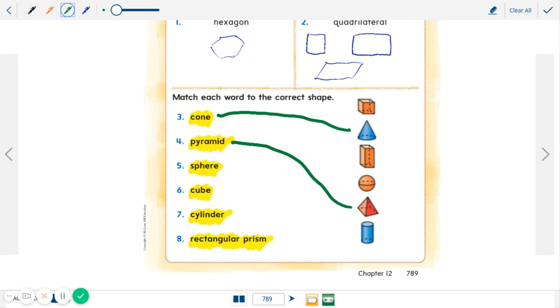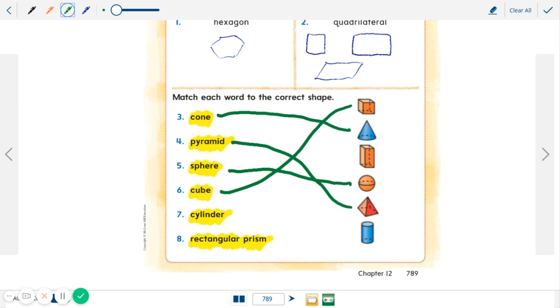For number 5, we have a sphere. A sphere is a 3-dimensional shape that has the shape of a round ball. So that's hopefully a shape that you're all familiar with. Number 6 is a cube. A cube is a 3-dimensional shape with 6 square faces. So all of the sides of a cube are square.